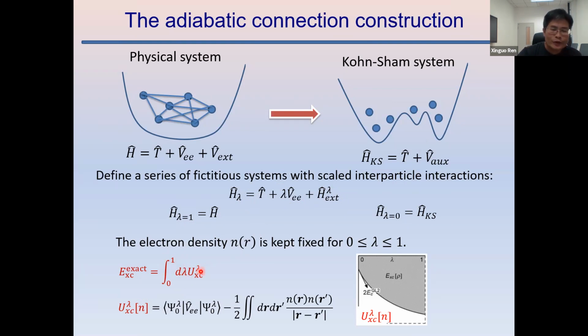The integrand, which depends on lambda, is called the exchange correlation potential energy, which is given by the interaction energy subtracting the Hartree energy. So this U_xc is the exchange correlation part of the interaction energy of the lambda systems. This procedure can be illustrated by this integration over lambda. The exchange correlation energy is given by this shaded area above this curve here.